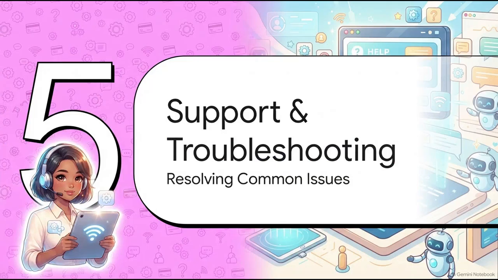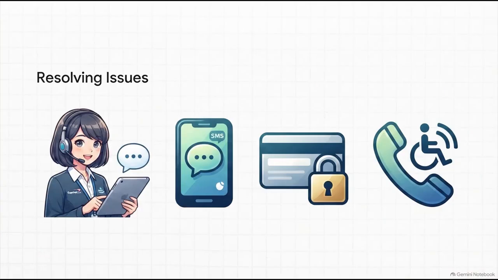Finally, Section 5, Support and Troubleshooting, Resolving Common Issues. Look, tech issues happen. When you forget a password or get locked out of your account, your path to fixing it really depends on who your provider is. If you're using a fintech app like Current, you're going to rely heavily on SMS verification codes texted to your phone to get back in, and their customer support is mostly driven by an in-app chat feature.